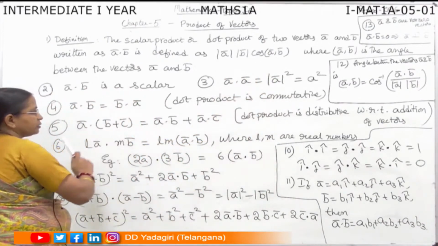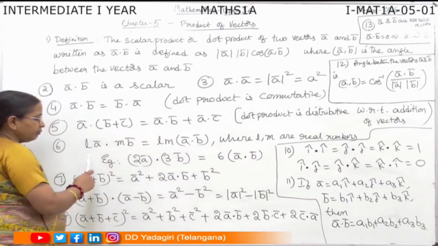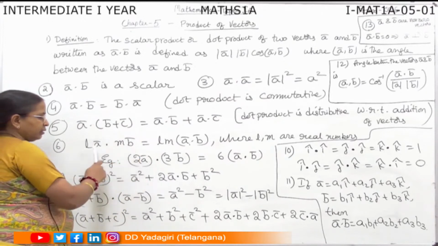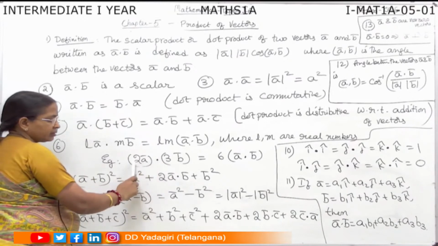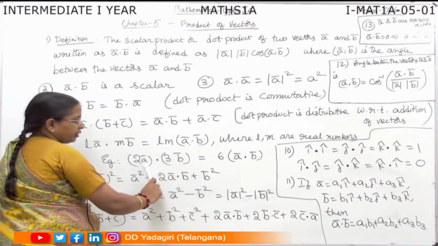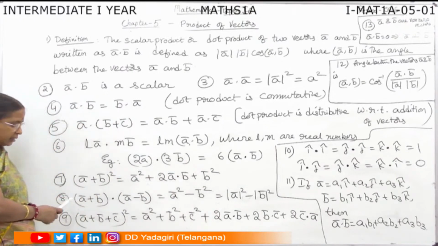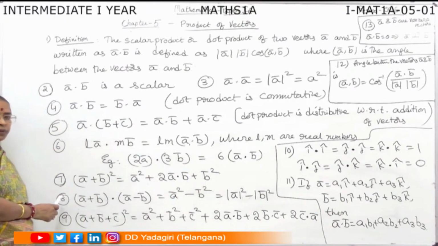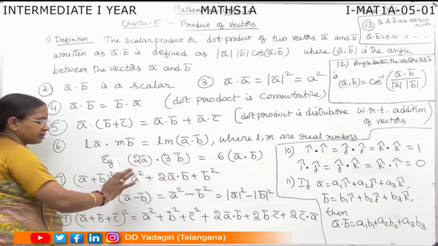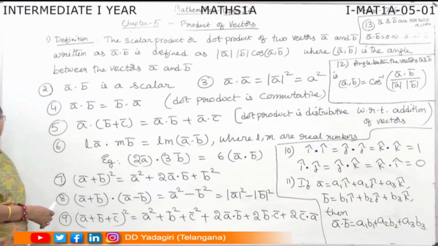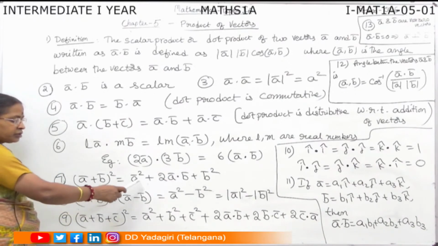And then A dot B is B dot A. A dot (B plus C) is A dot B plus A dot C. Then (LA plus MB), where L and M are some real numbers. You can just multiply the real numbers and take the dot product between the two vectors only. Then these are the identities in dot product. (A minus B) whole square means A square minus 2 A dot B plus B square, same as how we have in algebra. These are the identities, but you must put the dot here.